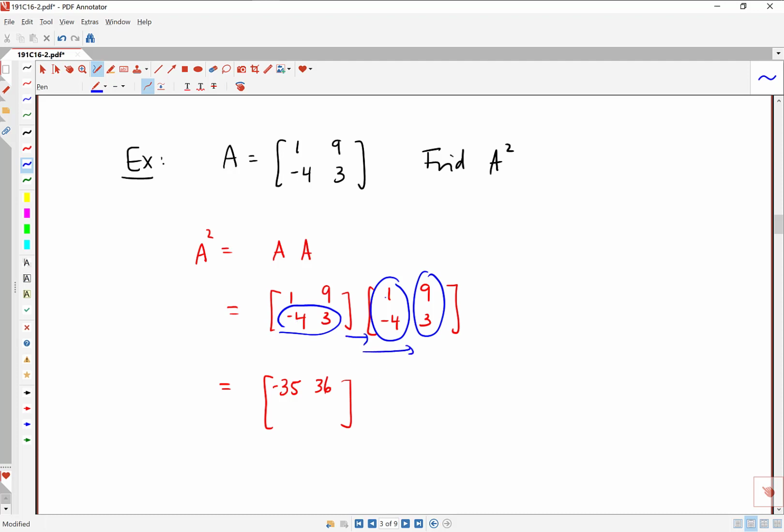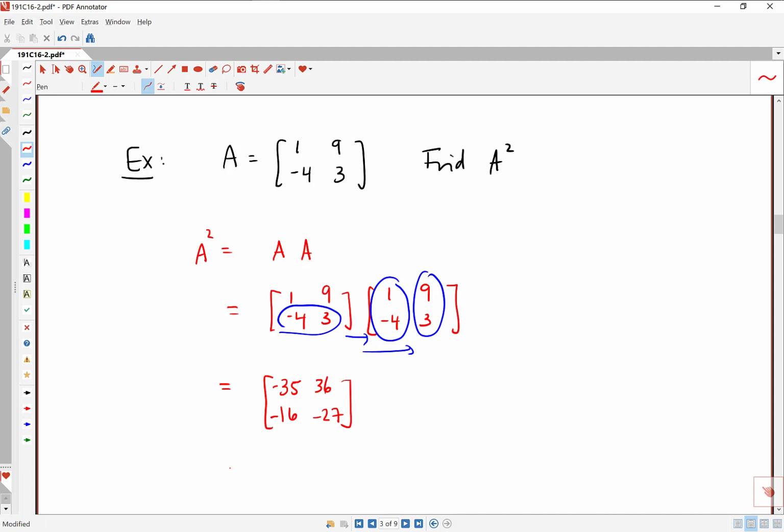So negative 4 times 1 plus 3 times negative 4, that's going to give us minus 16. And then finally, for the bottom right corner, minus 4 times 9 plus 3 times 3 is going to give us a negative 27. And there we have our matrix product, A times A, or you could call that A squared.